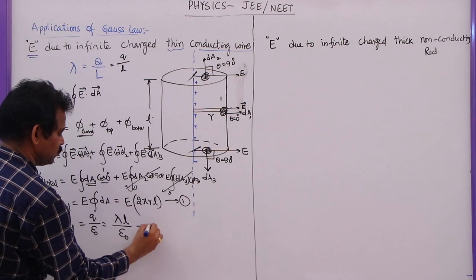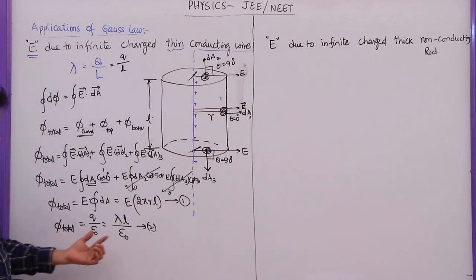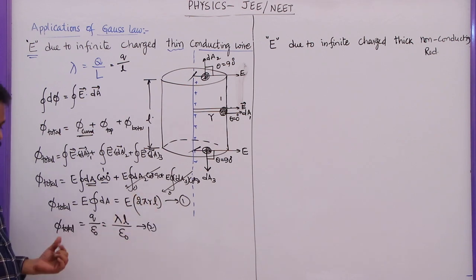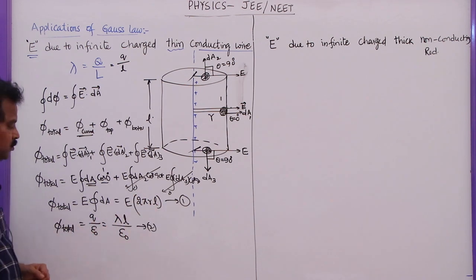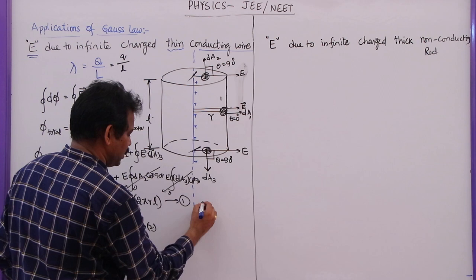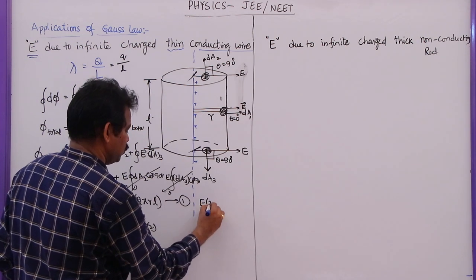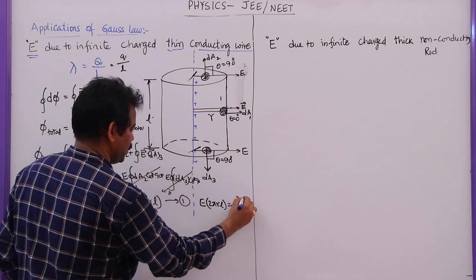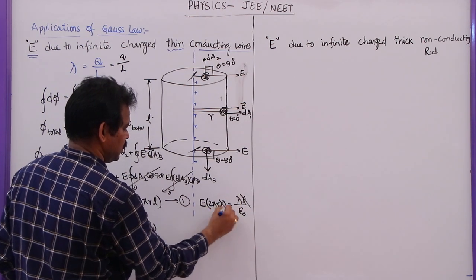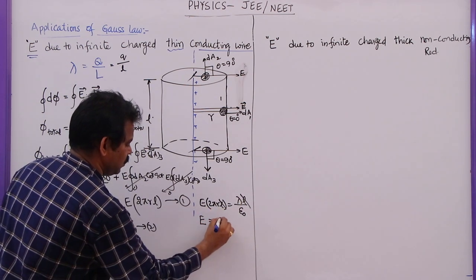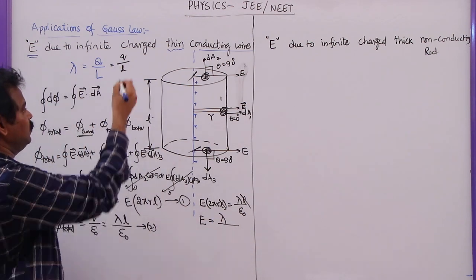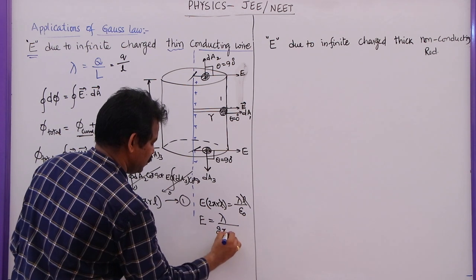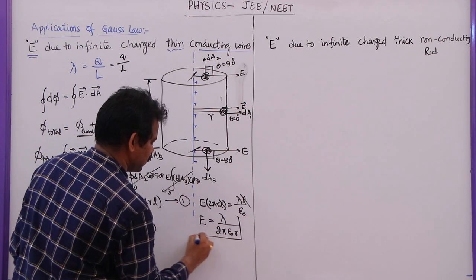This is equation 2. Now you can see from the first equation we got E times 2 pi r L, and from the second equation we got lambda L by epsilon naught. Equating these two, what can we write? E into 2 pi r L is equal to lambda L by epsilon naught. L gets cancelled. So the electric field due to a thin conducting wire is given by lambda by 2 pi epsilon naught r.